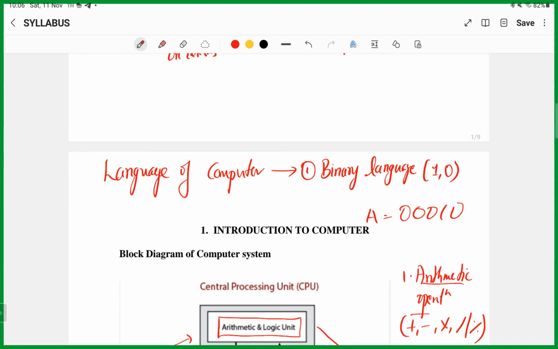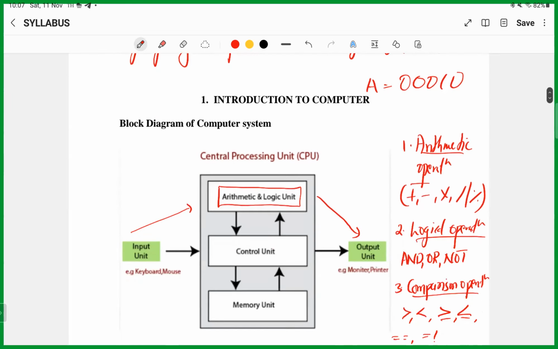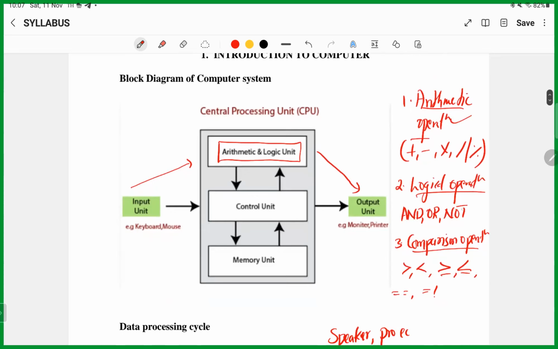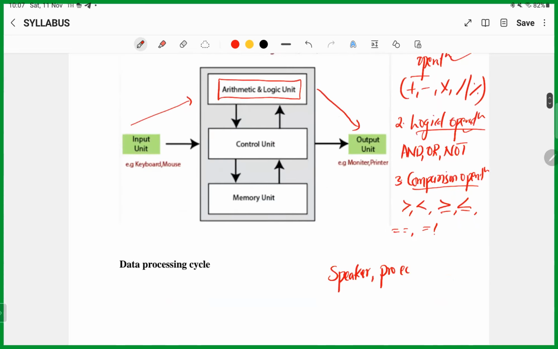So, basically, when I try to give any kind of input, computer does not understand it as it is. Computer is set in such a way that that information will be transformed to a binary language and the computer will take that binary language. Are you getting it? And by using this binary language, computer does all these operations, maybe arithmetic operation, maybe logical operation, maybe comparison operation. Simple.